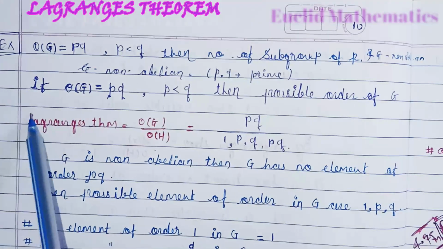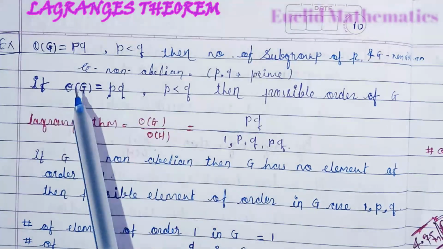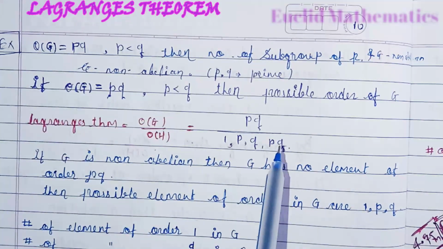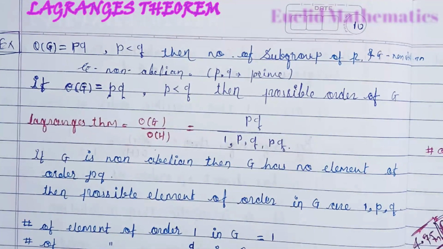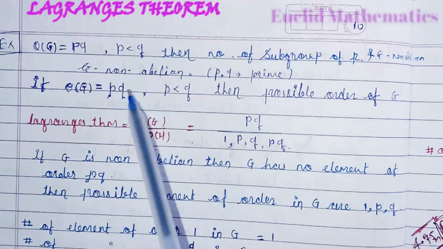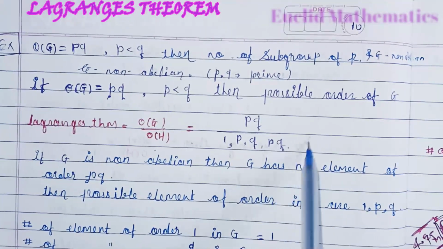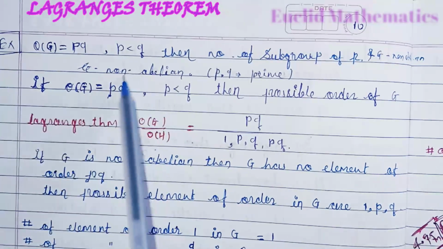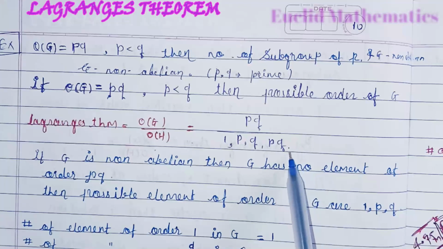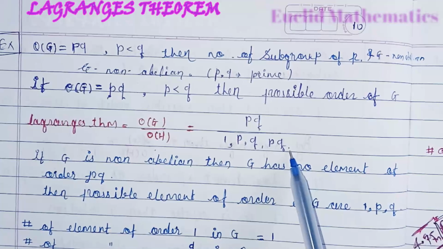If the order of a group is PQ and there exists an element of order PQ, then by the definition of a cyclic group, the group order and the element order are the same, so our group is cyclic. And if it is cyclic, then it is abelian. But G is given as non-abelian. That means an element of order PQ is not possible. Why not? Because our group is non-cyclic, since non-abelian implies non-cyclic, and there does not exist an element of order PQ. So the possibility of PQ gets cancelled here.